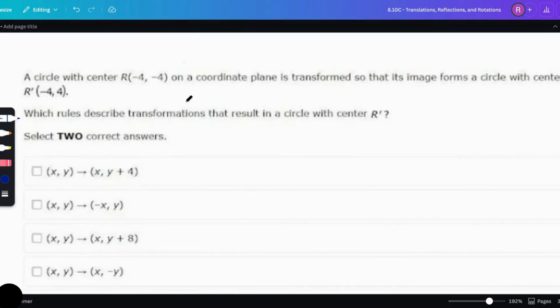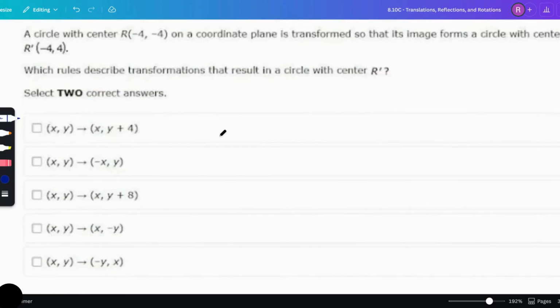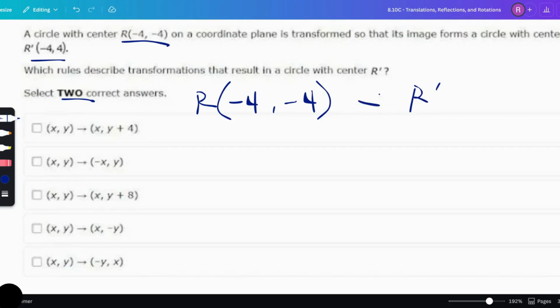So now let's look at the next one. A circle with center -4, -4 on a coordinate plane is transformed so that its image forms a circle with center R prime. This is the given center and this is the center that it changes to. Which rule describes the transformation? We have to select two correct answers. So -4, -4 transforms to R prime, which is -4 comma 4.